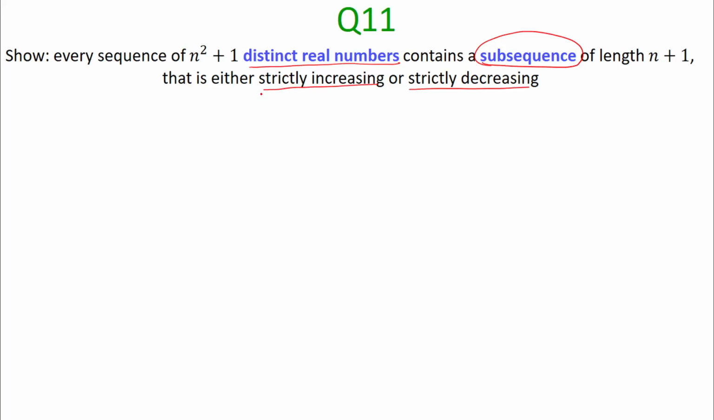First of all, what is a strictly increasing sequence? A sequence of the form a1, a2, and so on, where a1 is strictly less than a2, a2 is strictly less than a3, and so on. Whereas if I have a sequence of the form a1, a2, a3, and so on, where the sequence is decreasing continuously and there is no equality allowed, it's a strictly decreasing sequence.